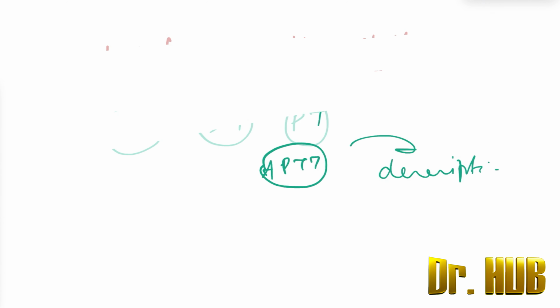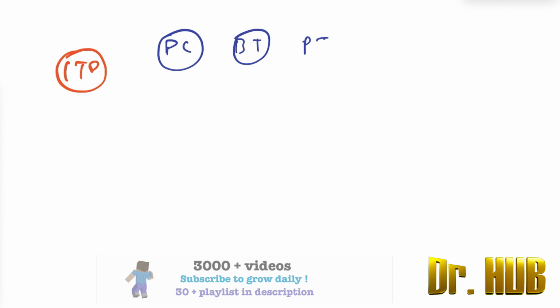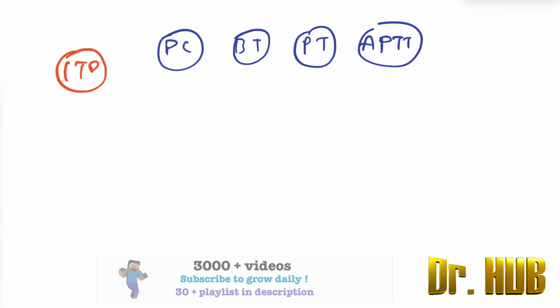To begin with, first we'll be looking at ITP. So what is ITP? First let's just write down what we are going to see. First we are going to see the platelet count, then the bleeding time, then the PT, then APTT, and some important conditions. So first we are going to deal with ITP.